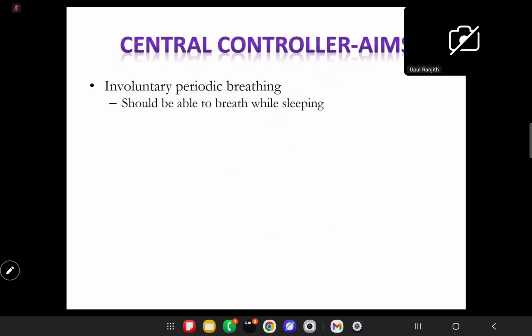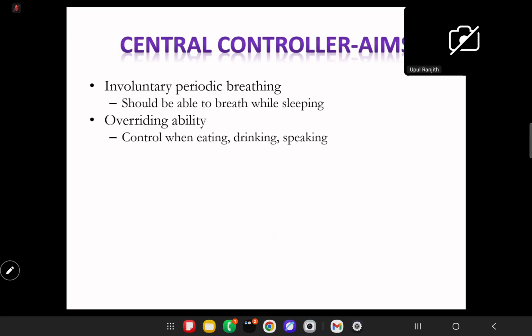So if you take the central controller, these are the aims of the central control. In other words, the functions of the central controller. So the central controller should be able to control involuntary periodical breathing, right? Should be able to breathe while sleeping. Now while you are sleeping also, you will continue to breathe, right? So that is the requirement. So you have to have that function, right?